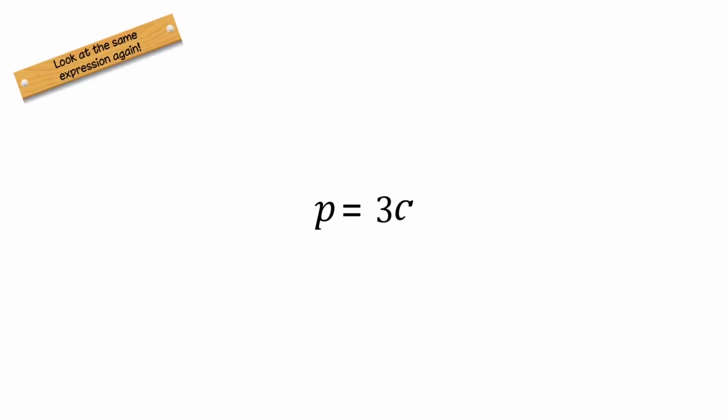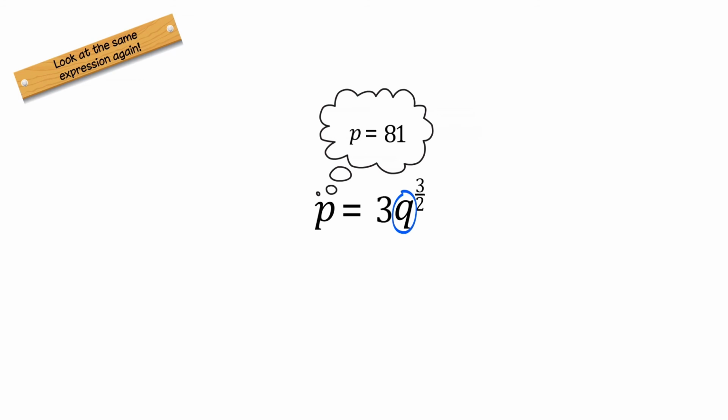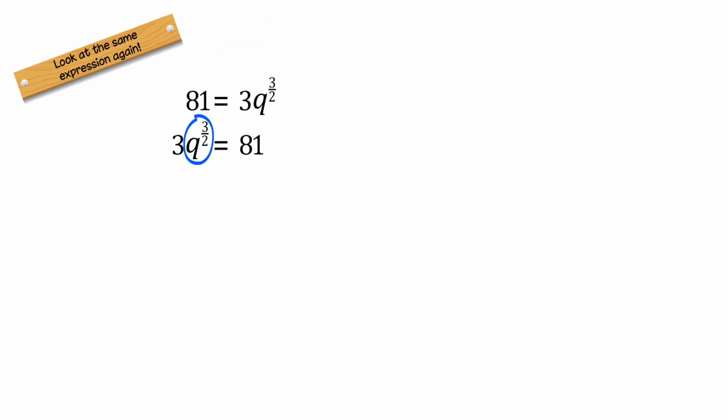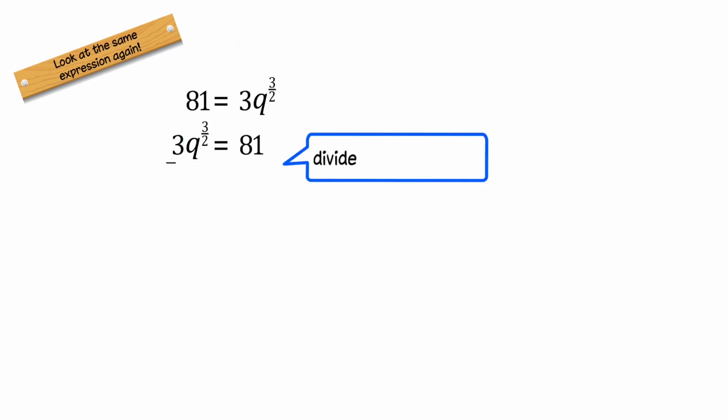Let's look at the same expression again. Now, we know that p equals 81. What will be the value of q? Like before, we can substitute p equals 81 into the equation. Since we want to find q, we need to make q the subject of formula. Now rewriting the equation will give us this. Again, we only want q to the power of 3 over 2. So, we divide both sides of the equation by 3. We will have q to the power of 3 over 2 equals 27.